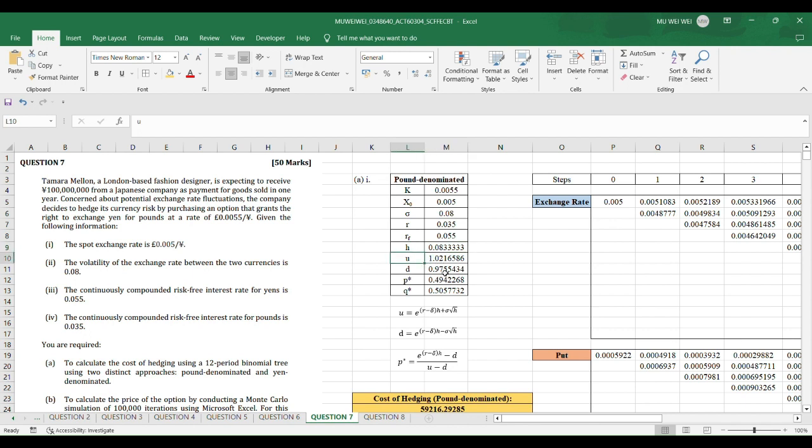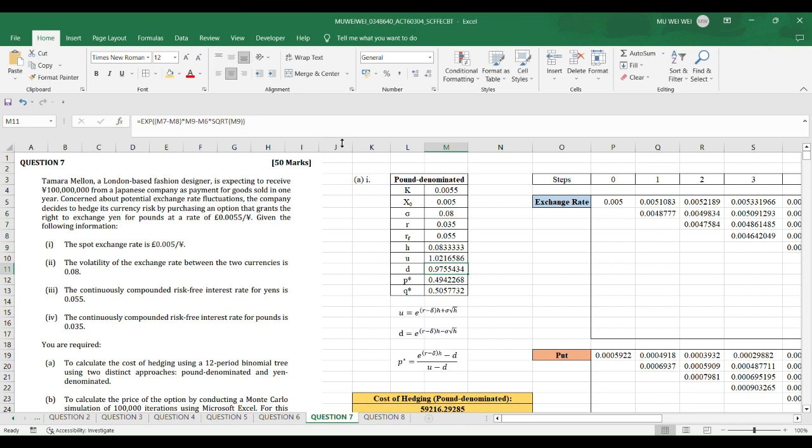And then for the up equation, U equals exponential of R minus delta times H plus sigma times the square root of H. In this case for currency, delta is the foreign risk-free interest rate. So the delta is 0.055, times H plus sigma times the square root of H. So the U is 1.0216586 for pound-denominated, and the down is the same as U, but we subtract instead of add.